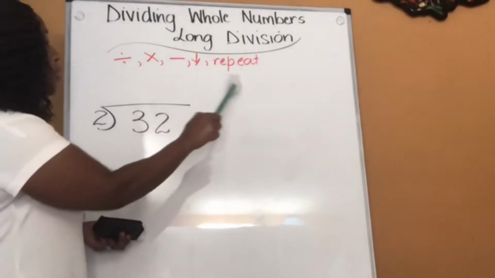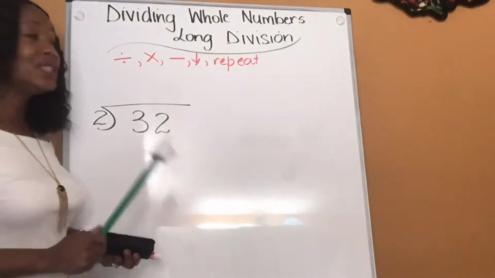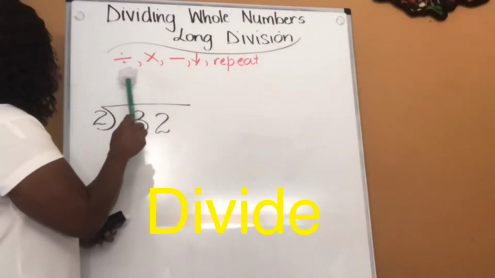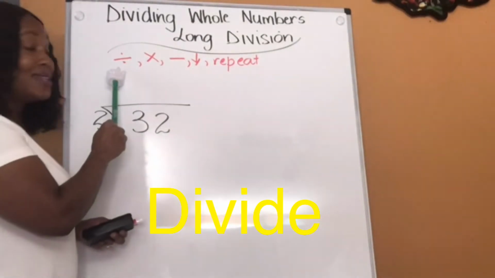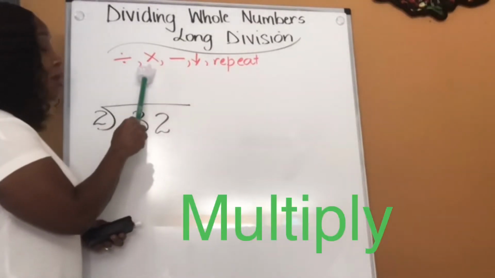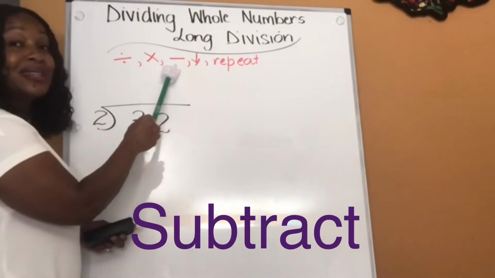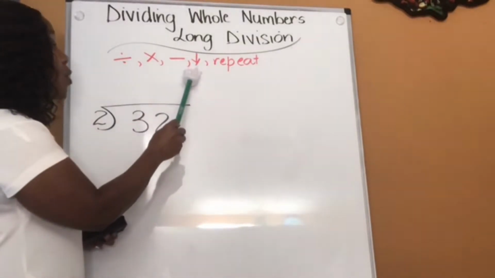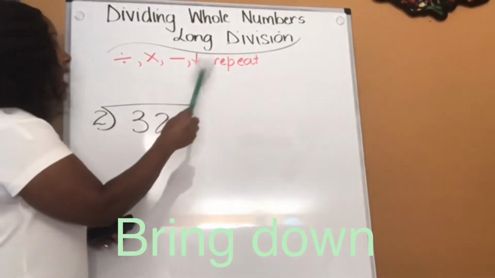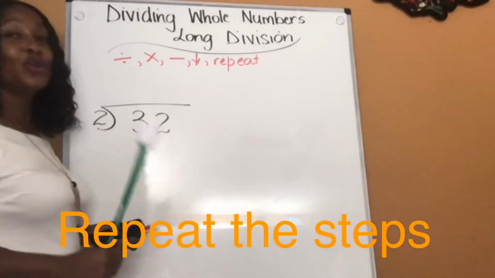So, here it goes. When you're doing long division, step 1 is to divide. Step 2 is to multiply. Step 3 is to subtract. Step 4, bring down. And then step 5 is to repeat.